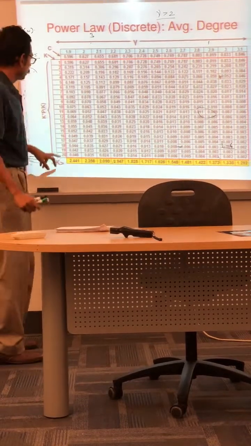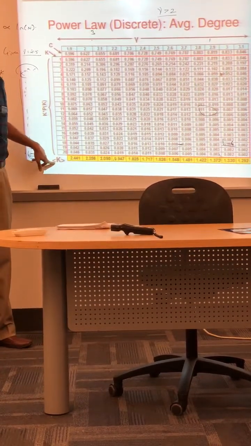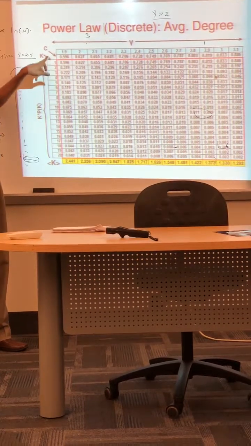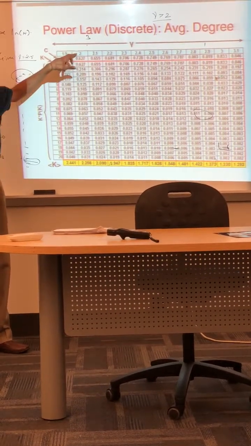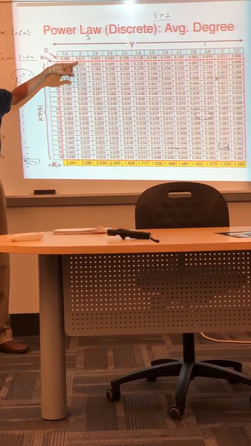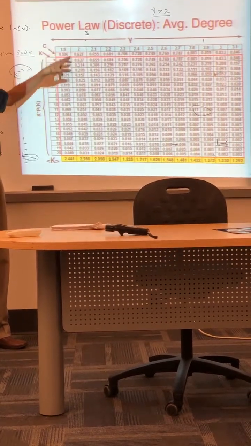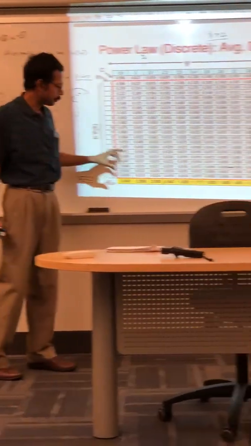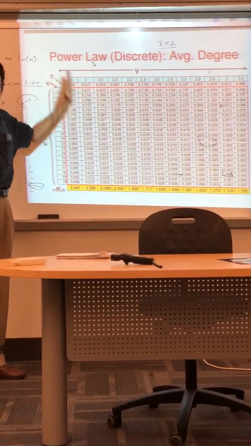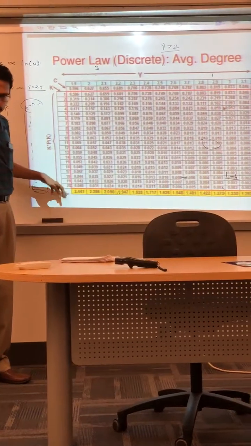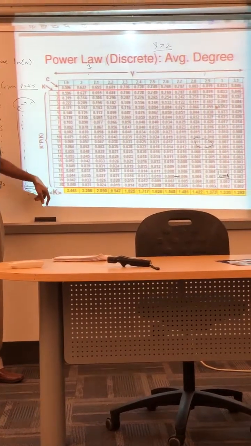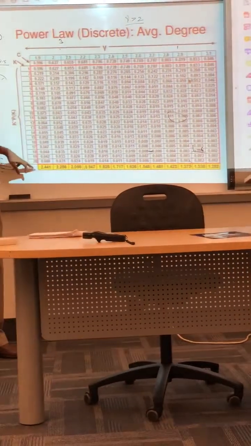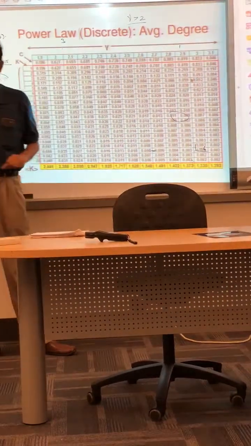So how to find the average degree? Just do the summation of K times P of K. You have the K values for a given gamma and the proportionality constant based on the gamma. We can find the P of K values using this relationship. So now just do K times P of K and add them up. So that is the average degree. Again, what you can observe, as gamma increases, the average degree decreases.